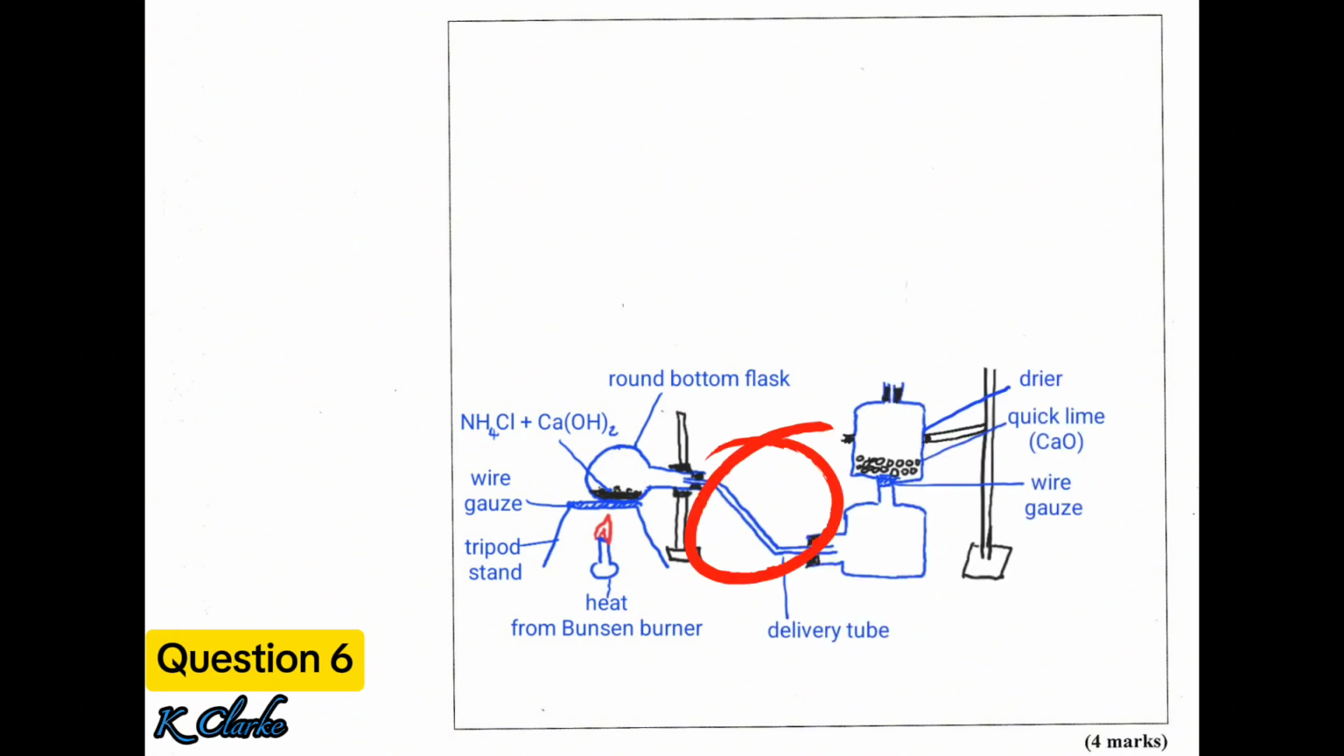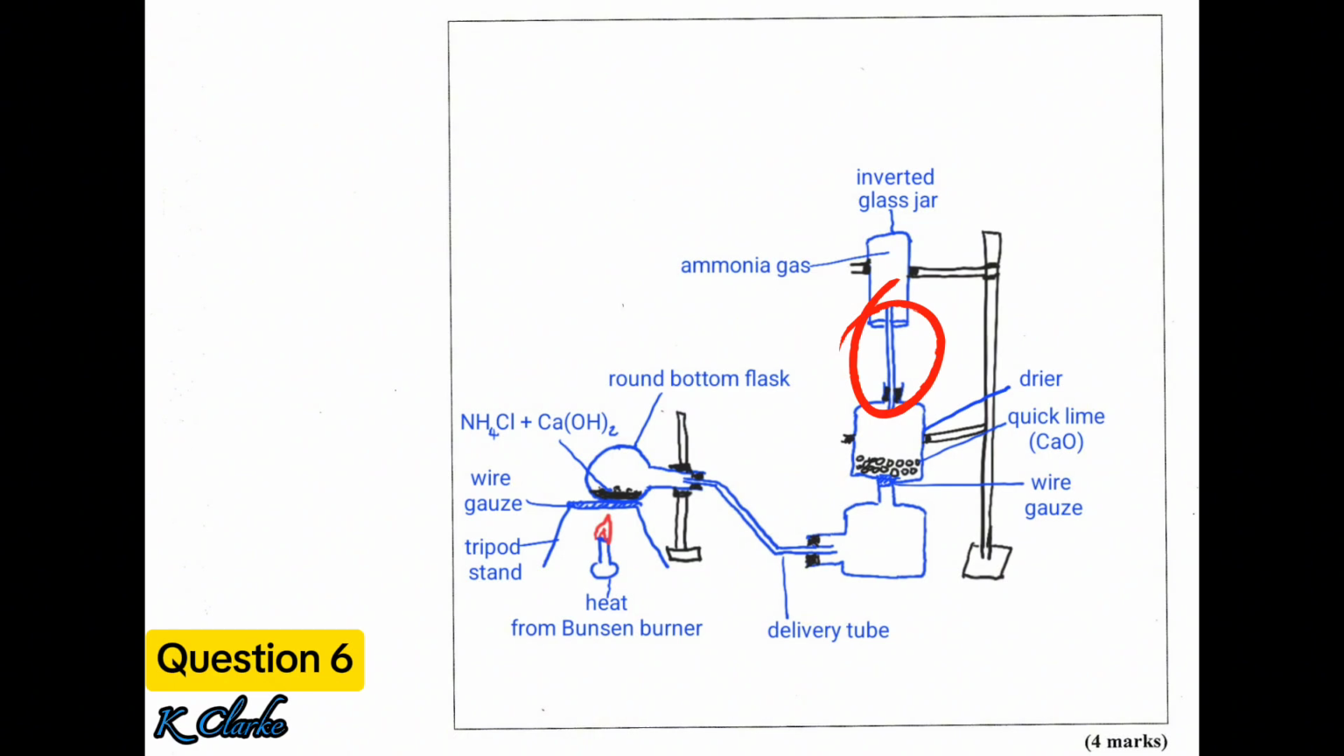A delivery tube will be connecting the round bottom flask to a two-compartment chamber seen on screen. Stoppers must be placed in the neck of the containers to prevent any gas from escaping. The top aspect of the chamber is the dryer, containing quicklime, also known as calcium oxide, above a wire gauze. A delivery tube will be connected at the top of the dryer. A glass jar will be inverted above the delivery tube to collect the ammonia gas.